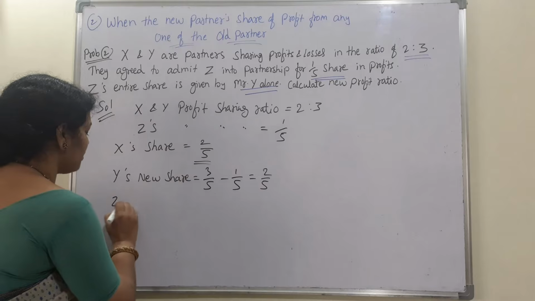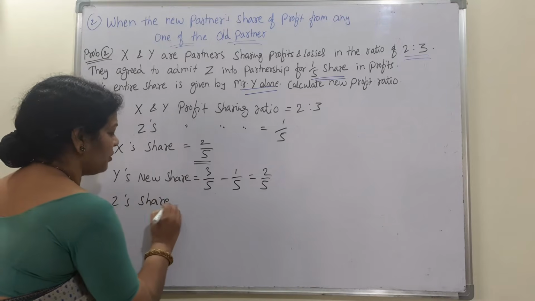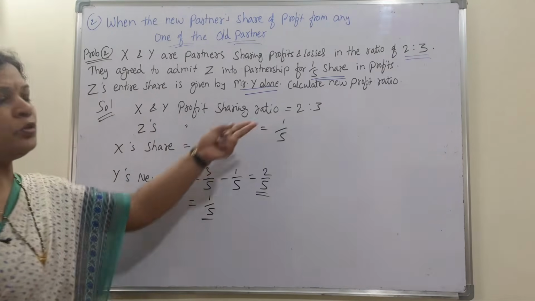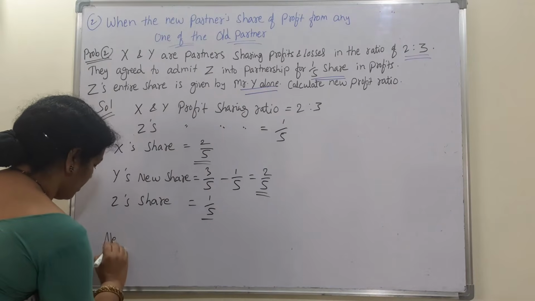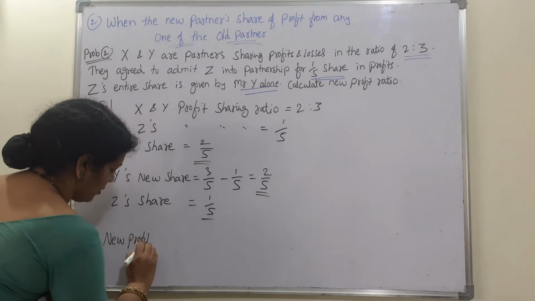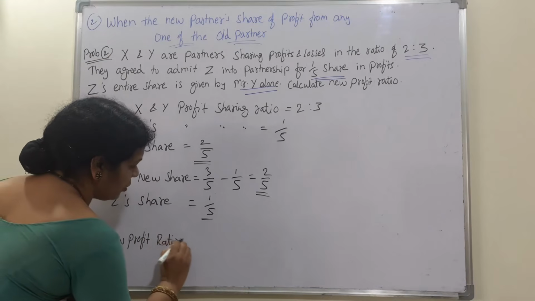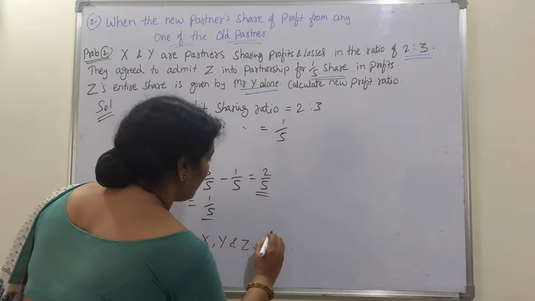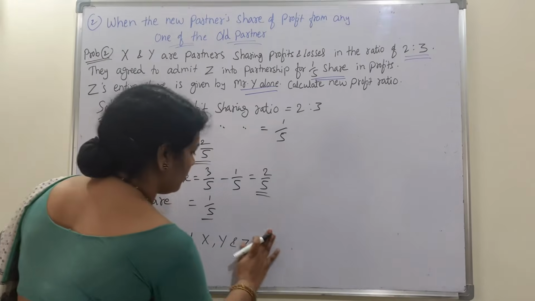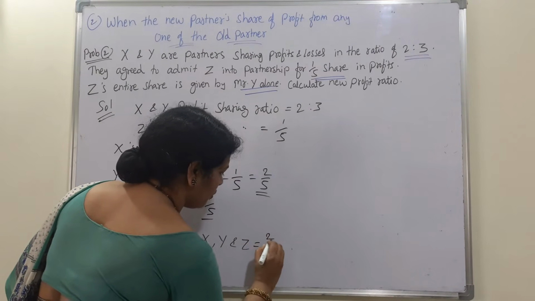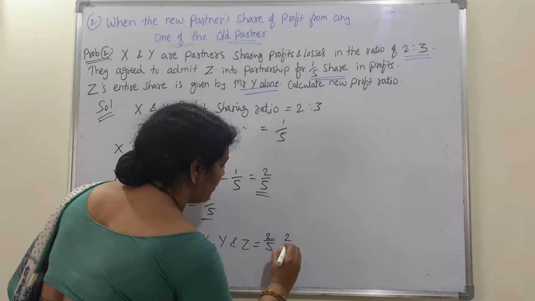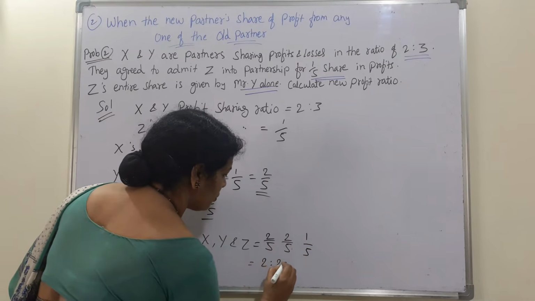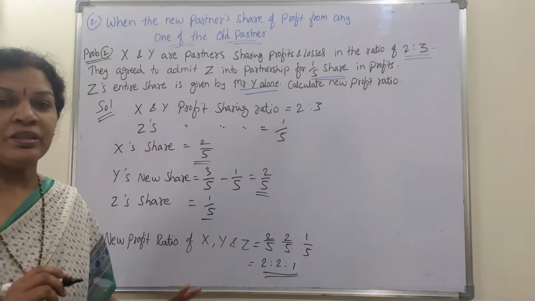Now as you know, Z's share is 1/5. So the new profit ratio of all the partners, the ratio of X, Y, Z is 2/5, 2/5 and 1/5. It means 2:2:1. So this is the ratio.